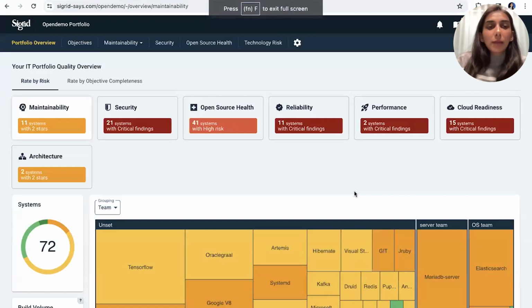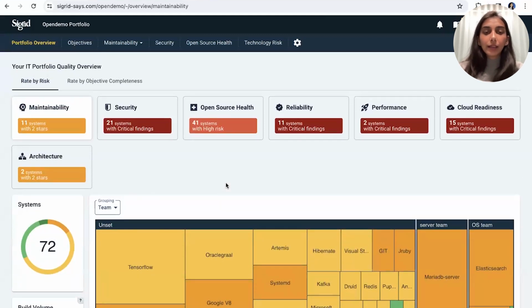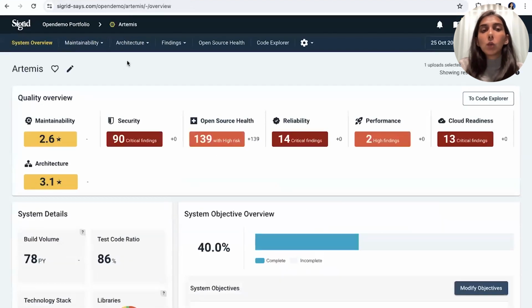So if I look at the platform right now, I'm in a demo portfolio. And this is something that I would also like to explain. If you are at your portfolio, then you might not be able to see architecture right at the portfolio level, because where architecture quality is enabled is at a system level. So what you need to do is, when you enter your Sigrid environment, then you go inside one of the systems. Let's say I'm going into Artemis, then you will see architecture being popped up here.